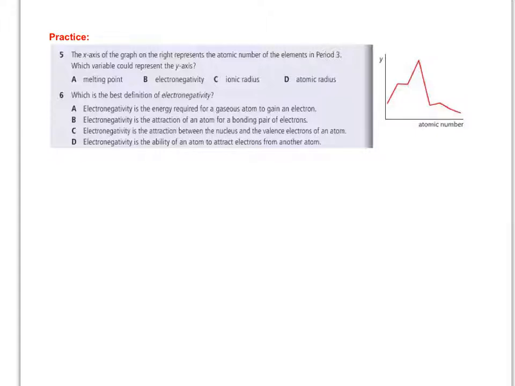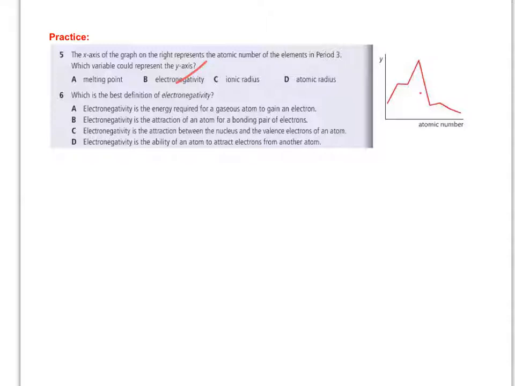Number 5 says the x-axis of the graph on the right represents the atomic number of the elements in period 3. What could represent the y-axis? A, melting point. So I see it increase to family 4, which would make sense. Metals, it increases as you have more valence electrons for the sea of electrons. Family 4 can make those giant covalent structures, and then it plummets when I get to the weaker covalent bonds with just dispersion forces.